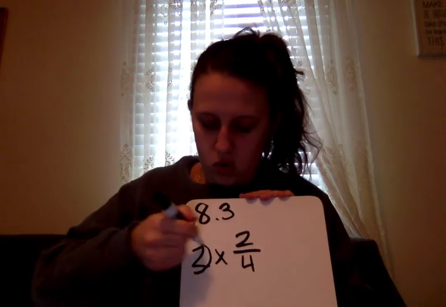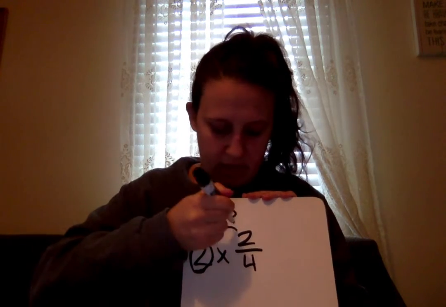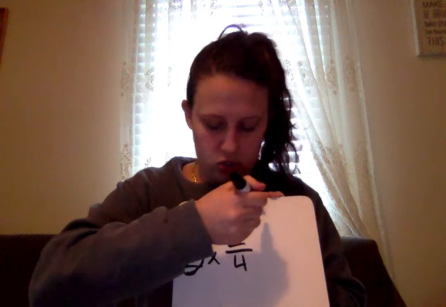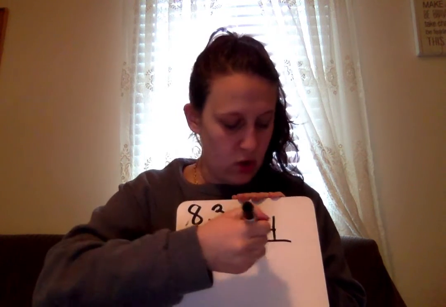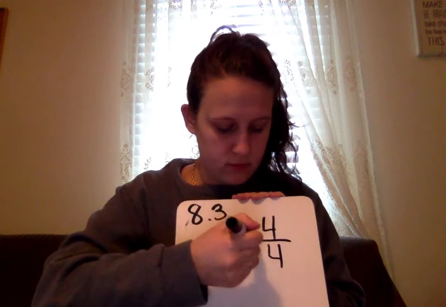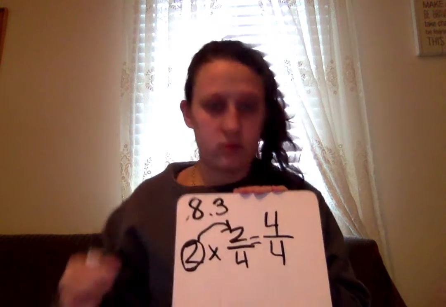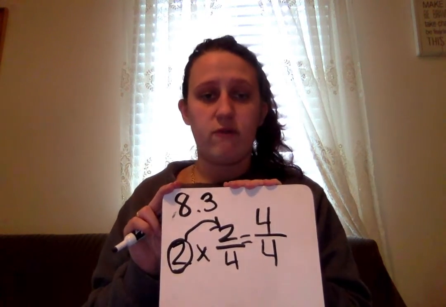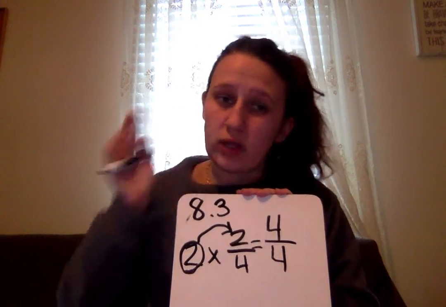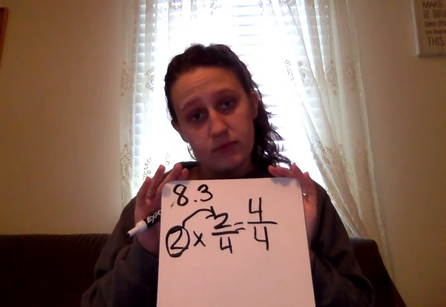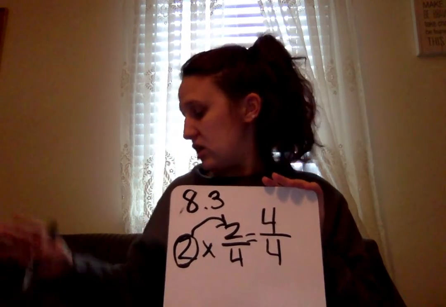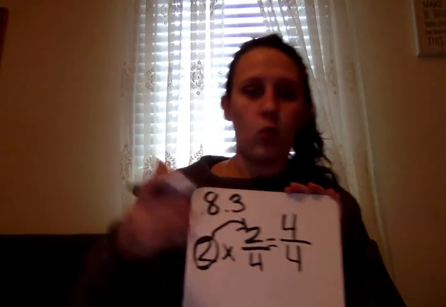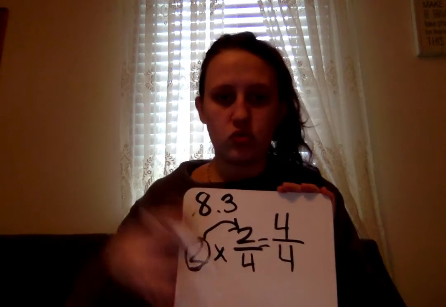And we remember from 8.2, you take the whole number, you multiply it by the top number, you get 4, because 2 times 2 is 4 over 4. And we get 4 over 4, which we know is actually 1. But we're doing the exact same thing. It's just they're going to ask you one group of blank, two groups of blank.